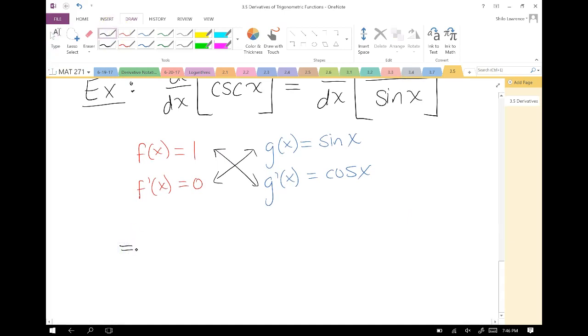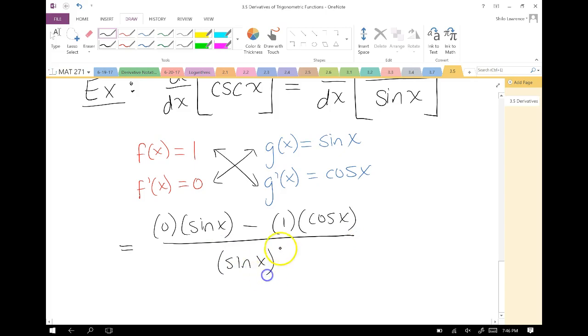So quotient rule says do f prime g, that's 0 times sine, minus g prime f, or f g prime, the other diagonal there. So 1 times cosine, and all over the original g squared, so sine squared. And then we want to simplify this as much as possible. Well, my first term has 0 times sine. That's just going to zero out. The whole first term is just equal to 0 because we have times 0. So this simplifies to negative cosine over sine squared.